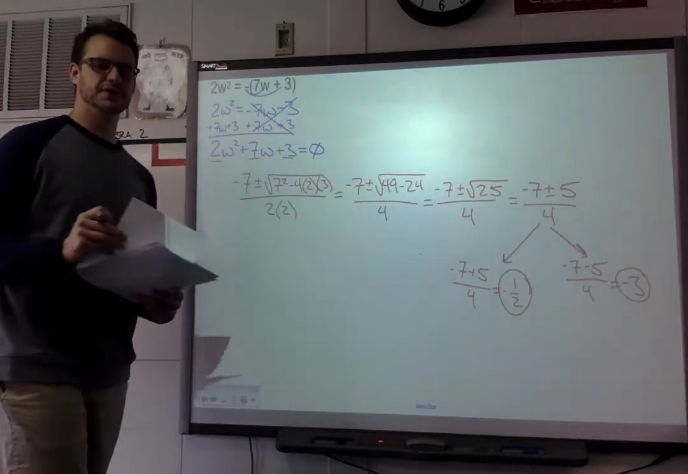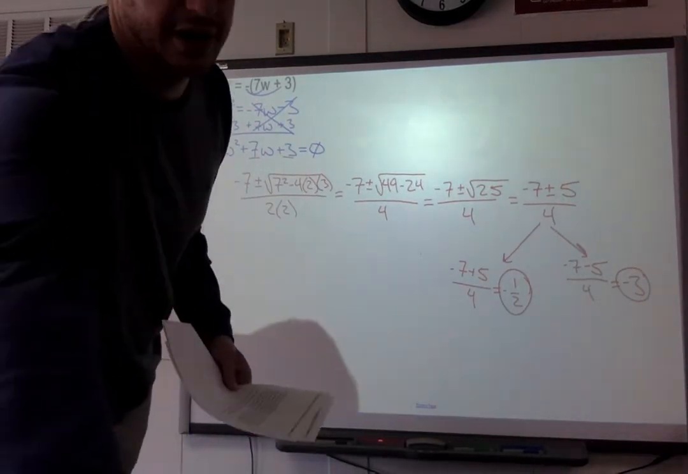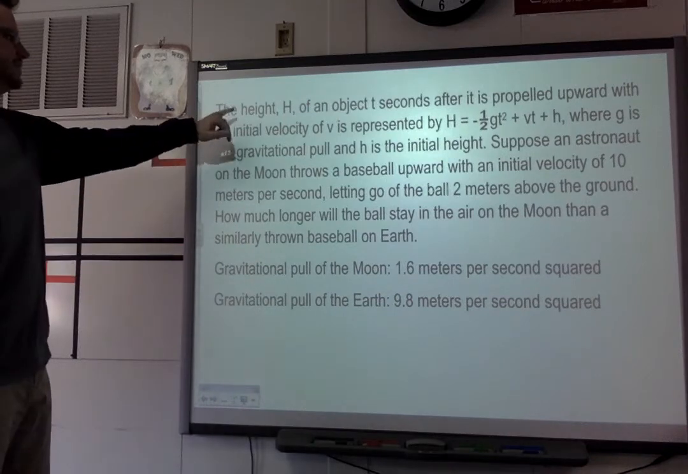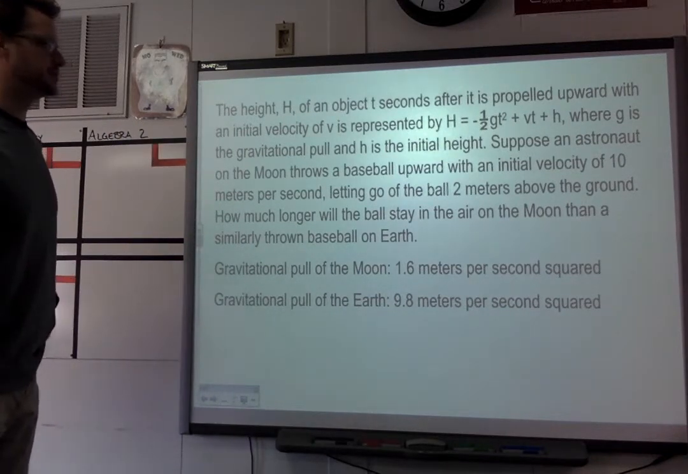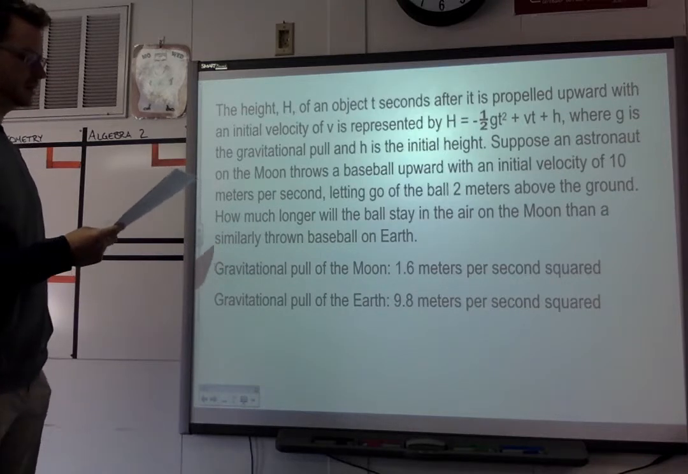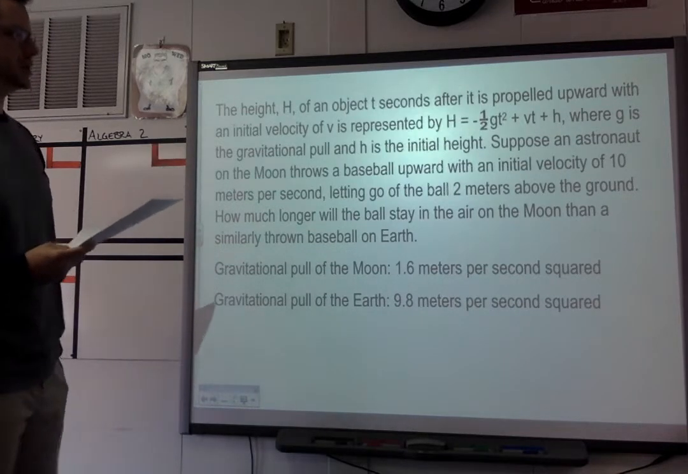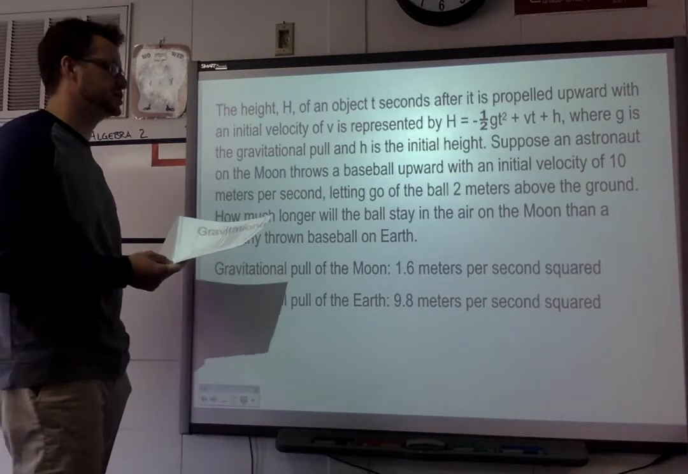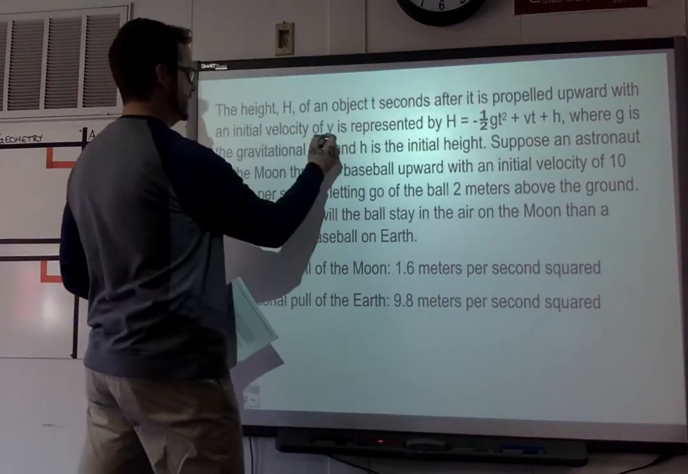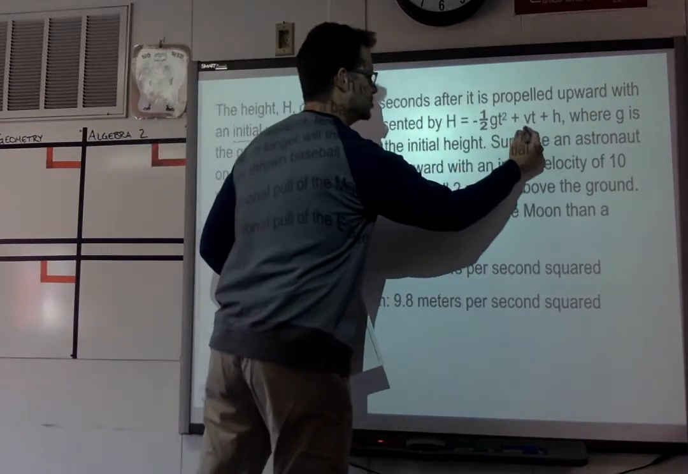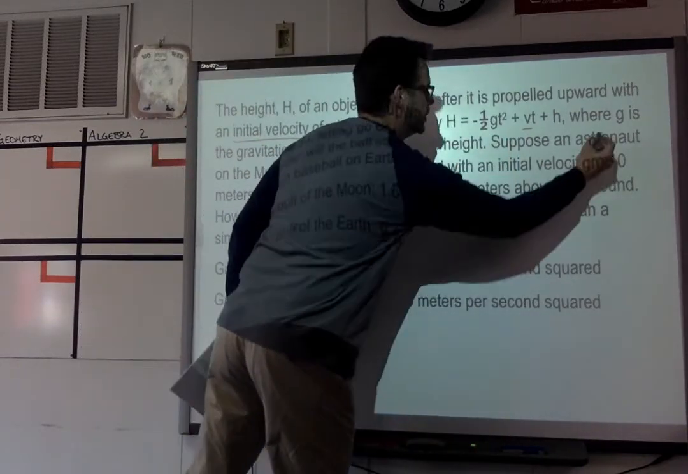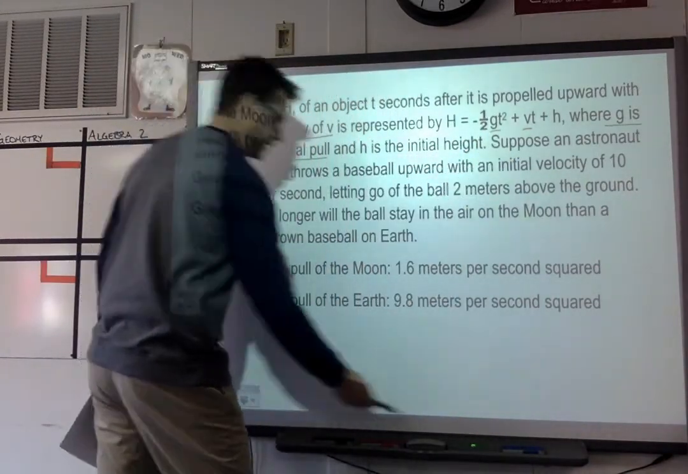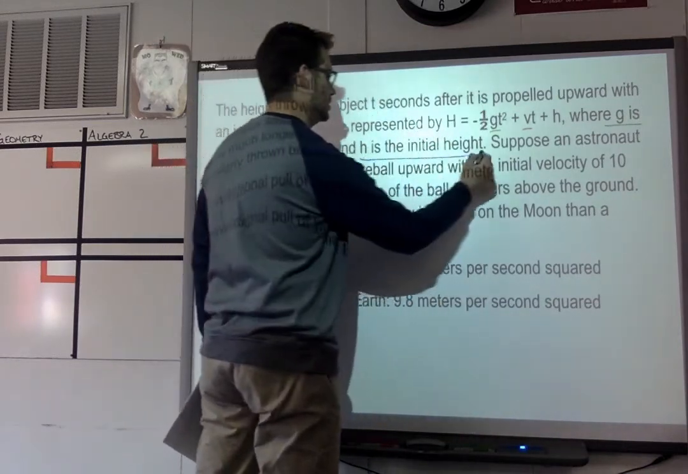So again, those are just some examples of solving these equations using the quadratic formula. Let's do a story problem now using this. The height h of an object t seconds after it is propelled upward with an initial velocity of v is represented by h equals negative 1/2 g times t squared plus v times t plus h. So we know that v is the initial velocity. We know that g is the gravitational pull, and we know that h is the initial height.